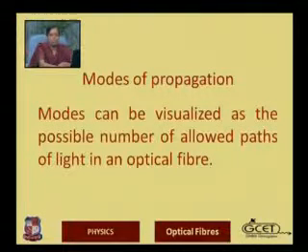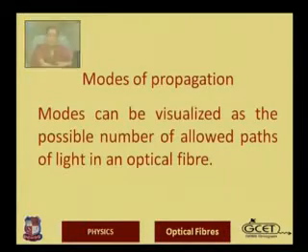Now, what are modes of propagation? When we talk about modes of propagation in the fiber optic cable, the modes can be visualized as the possible number of allowed paths of light in a fiber optics cable. If the core has a very small diameter, then it will not allow much light to be launched inside the cable. That means only one ray at a time can be processed inside the cable, and that is called the single mode fiber optic cable. But when it allows a number of rays at a particular time, then it is a multi-mode fiber optics cable.